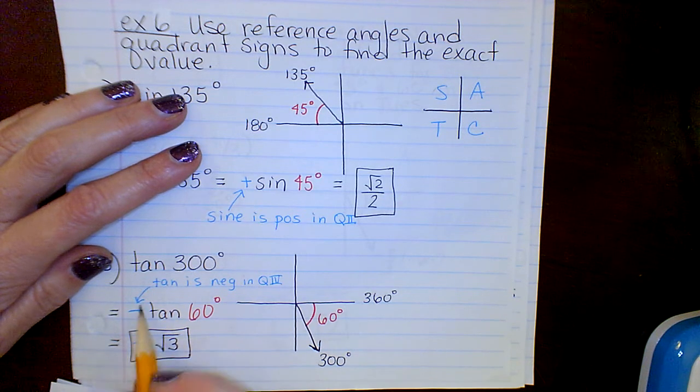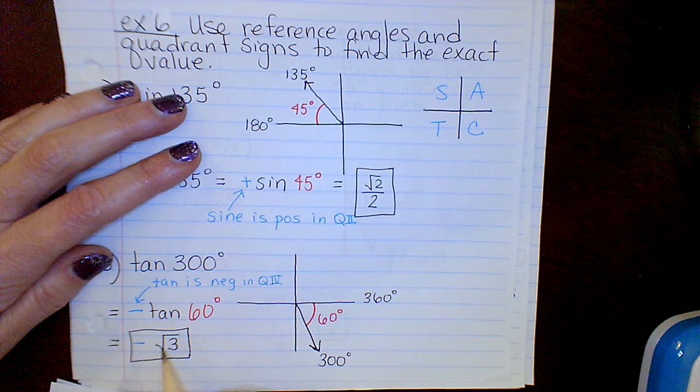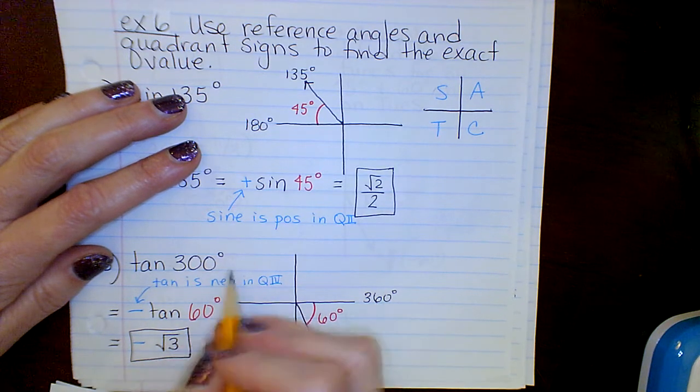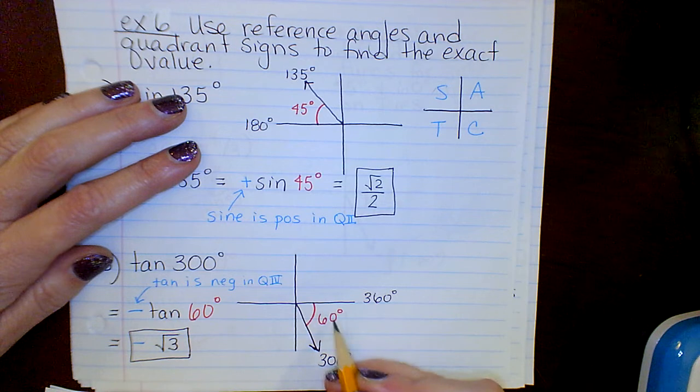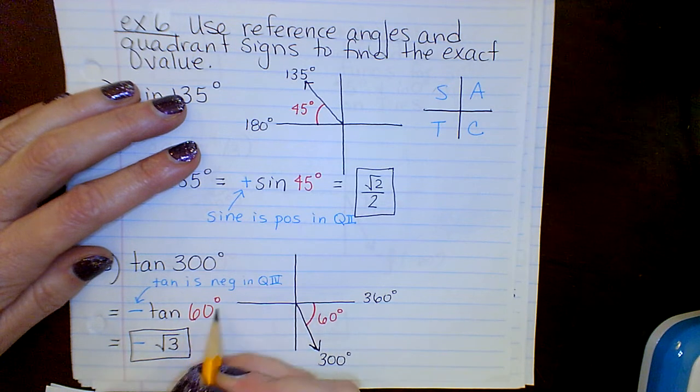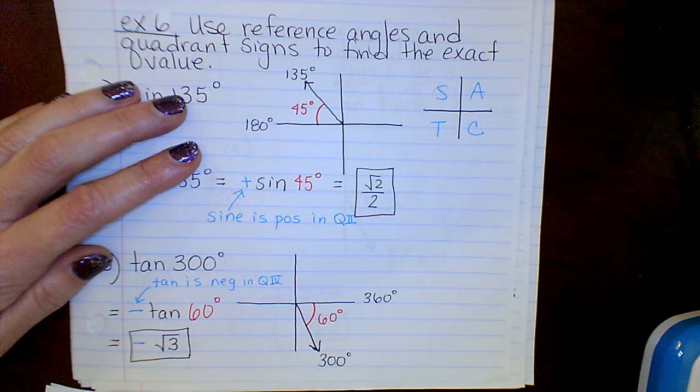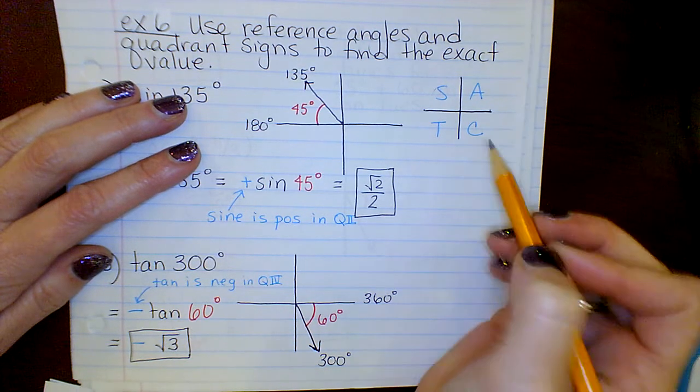So you can see how I color-coded this. That blue negative here comes from the sign of tangent in quadrant 4, which is where this reference angle is. And then the tangent of 60 degrees is root 3. So I'm trying to color code this so you can see that the red stuff comes from my reference angle, the blue comes from the quadrant.